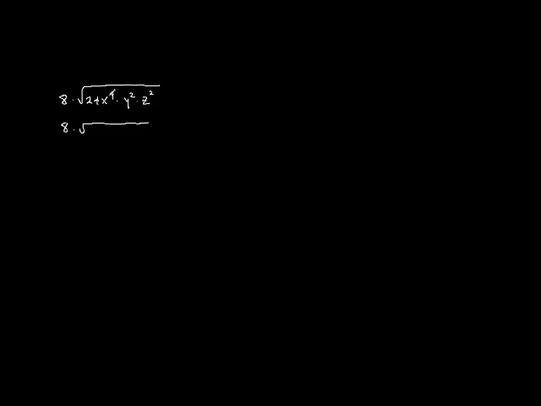Now let's look inside the square root here, and the first thing we're going to do is turn the 24 into a product of its factors. And we can write 24 as 4 times 6. And then we have x to the 4, y squared, z squared.